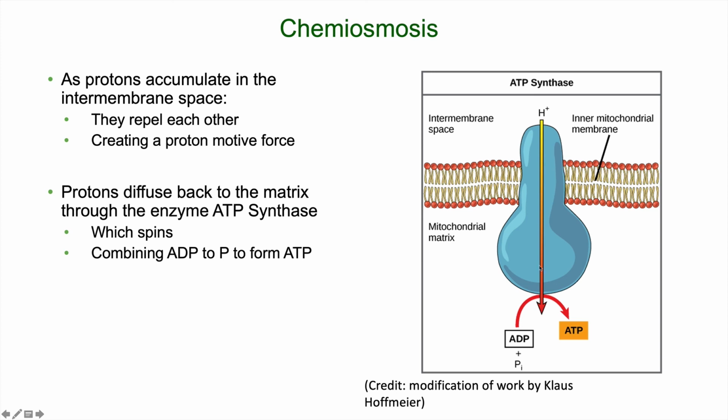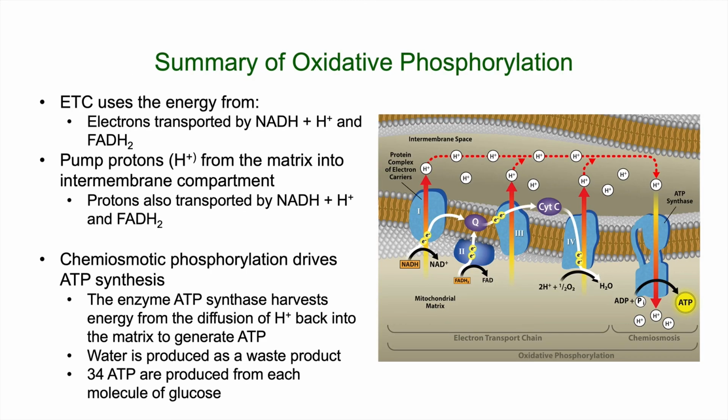For every NADH plus H plus, we're going to get 3 ATPs. For every FADH2, we get 2. Okay, so there were 10 NADH plus H pluses. 10 times 3 is 30. There were 2 FADH2s. 2 times 2 is 4. I can get 34 molecules of ATP from chemiosmosis by using the energy provided by the electron transport chain. And that's what makes this such an efficient way to generate ATP in the cell.